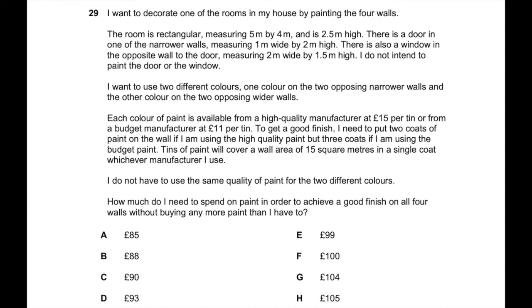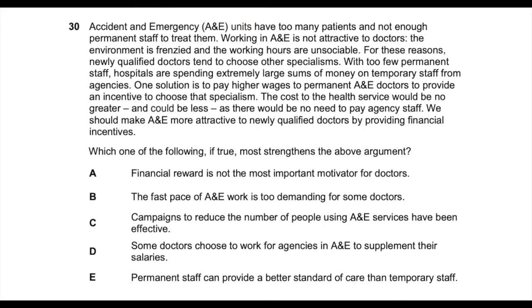The total painting cost using budget paint for the wider walls and high-quality paint for the narrower walls would be 85 pounds, option A. Question 30.